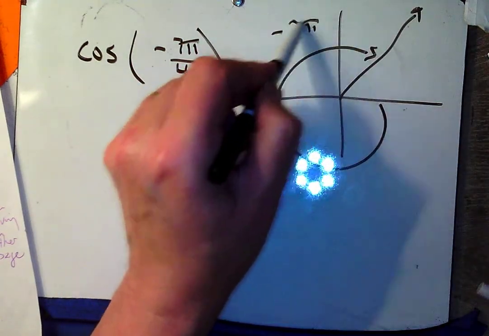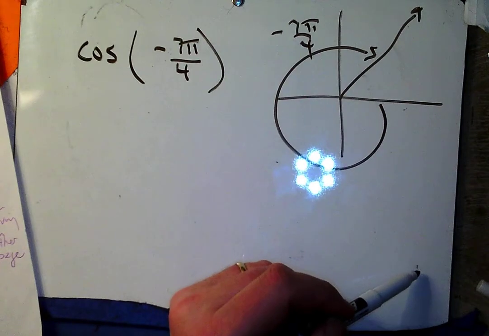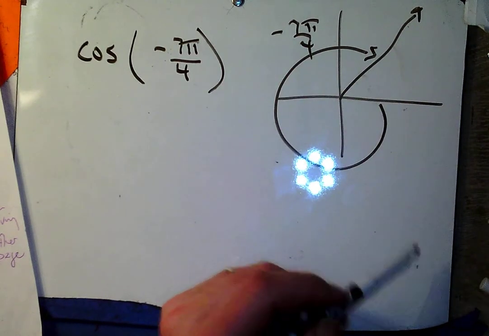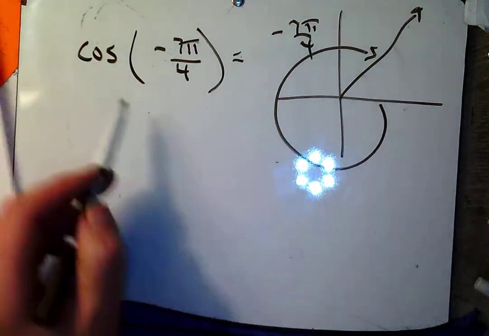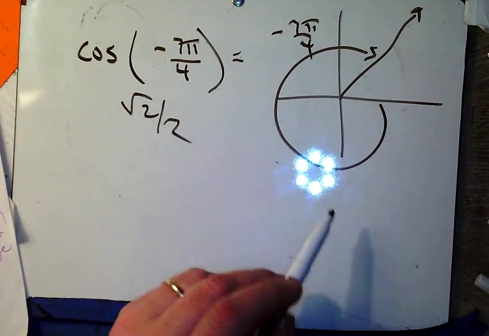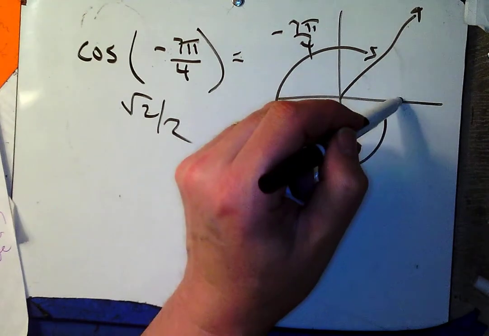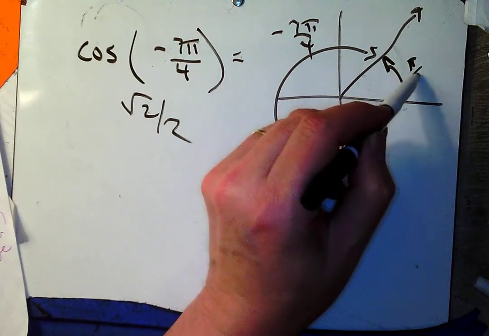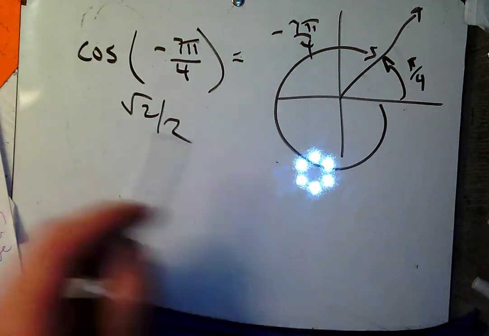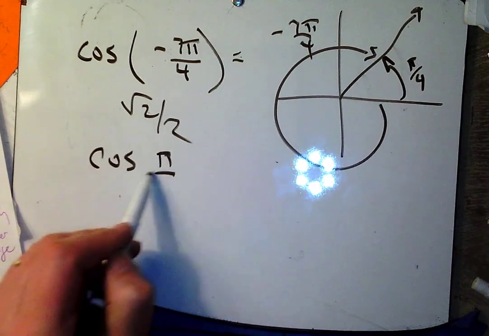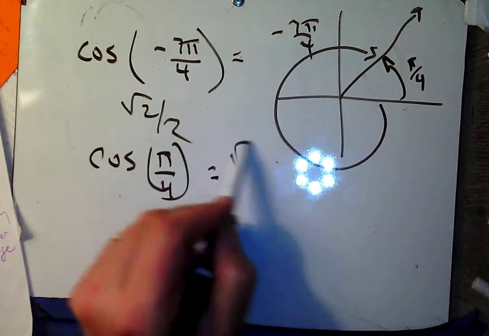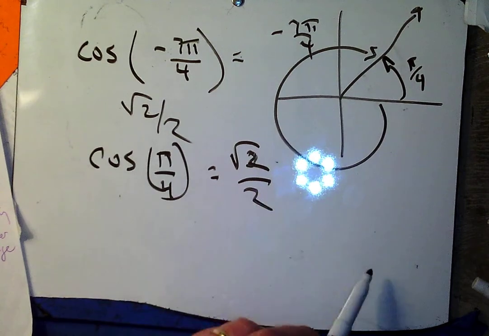There's negative 7 pi over 4. 3, 2, 1. Did you get root 2 over 2? Well, this is negative 7 pi over 4. Our acute angle here is pi over 4. The cosine of pi over 4 is root 2 over 2.